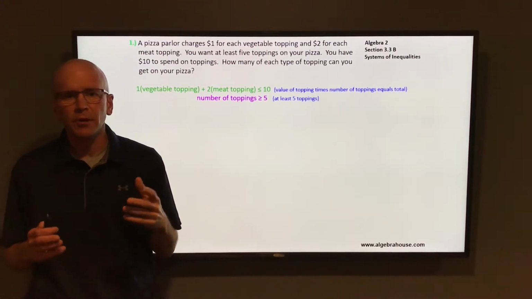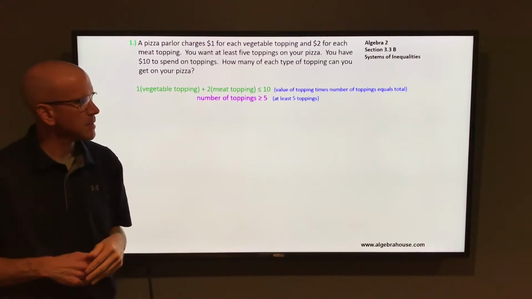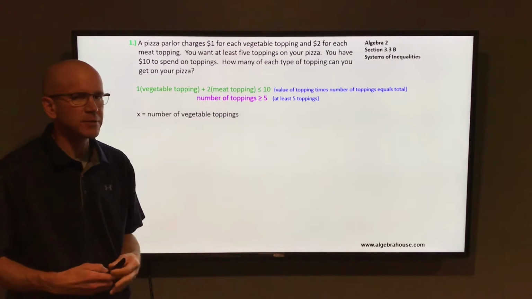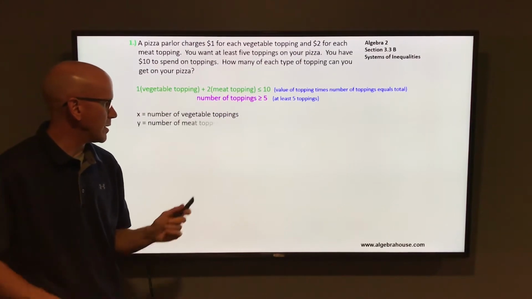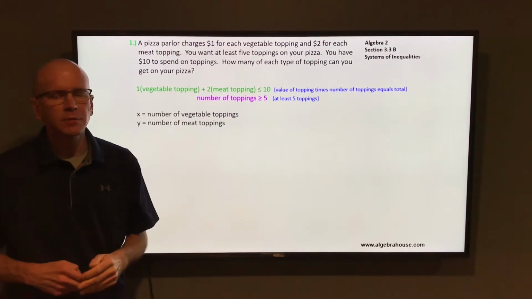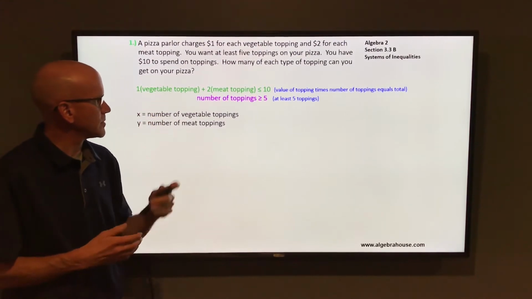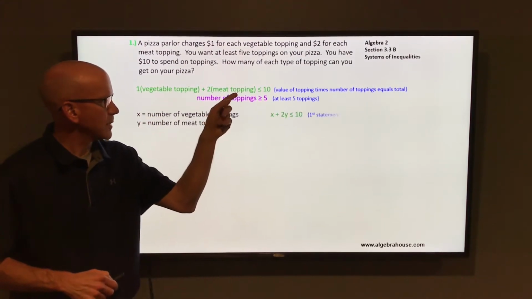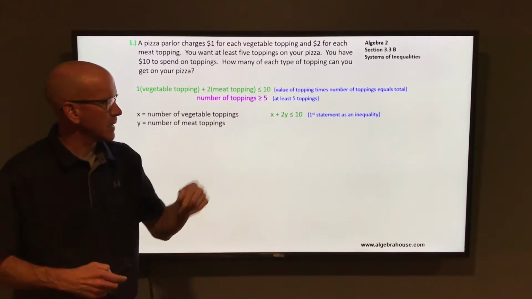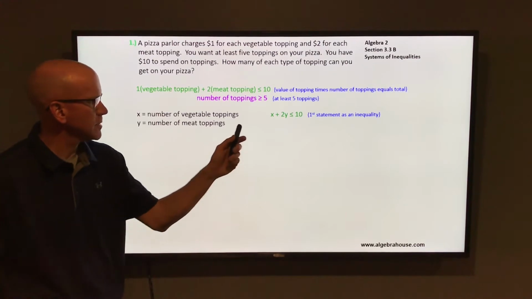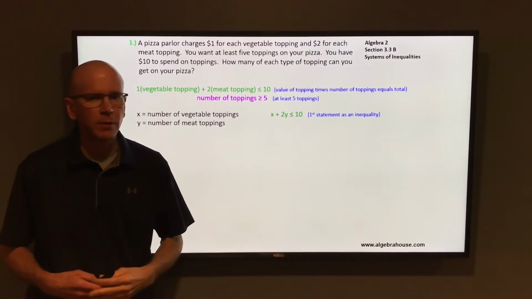So we're going to let a variable represent each type of topping. It doesn't matter what variable you use. I'm going to let x equal the number of vegetable toppings, and then y would equal the number of meat toppings. So the two inequalities we're going to set up for this system would be 1 times x plus 2 times y, that is less than or equal to 10. X is the number of vegetable toppings, y is the number of meat toppings. So x plus 2y is less than or equal to 10.